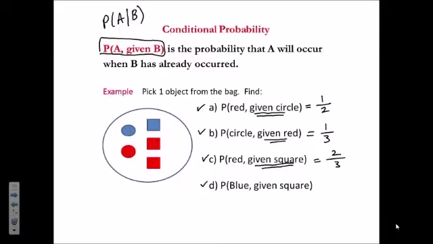Finally, what's the probability of picking blue given a square is picked? Start with the given. Given you're only talking about squares, what's the probability of picking a blue? If you're only talking about squares, there's only 1 blue among the 3 squares.